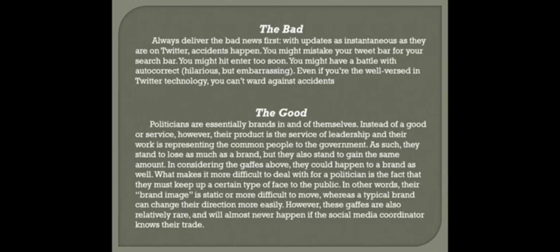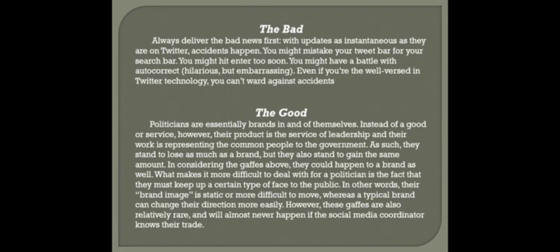The bad. Always deliver the bad news first. With updates as instantaneous as they are on Twitter, accidents happen. You might mistake your tweet bar for your search bar. You might hit enter too soon. You might have a battle with autocorrect, hilarious but embarrassing. Even if you're well versed in Twitter technology, you can't ward against accidents.